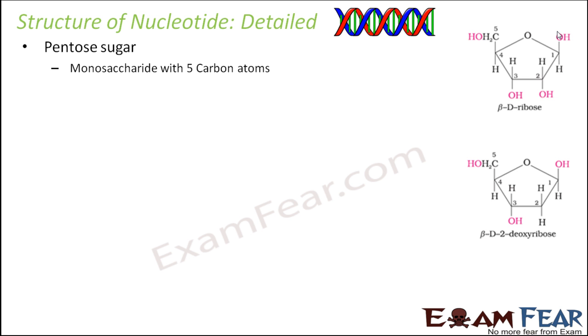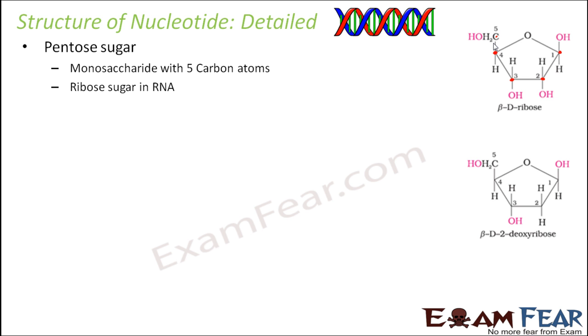Pentose sugar is a saccharide. Here it is a monosaccharide with 5 carbon atoms. That is why the name pentose. As I said, pent means 5. So you have a total of 5 carbon atoms. Where are those 5 carbon atoms? You see, this is 1. Carbon is not mentioned, so all these joints are carbon. 1, 2, 3, 4 and 5. These are the 5 carbon atoms.